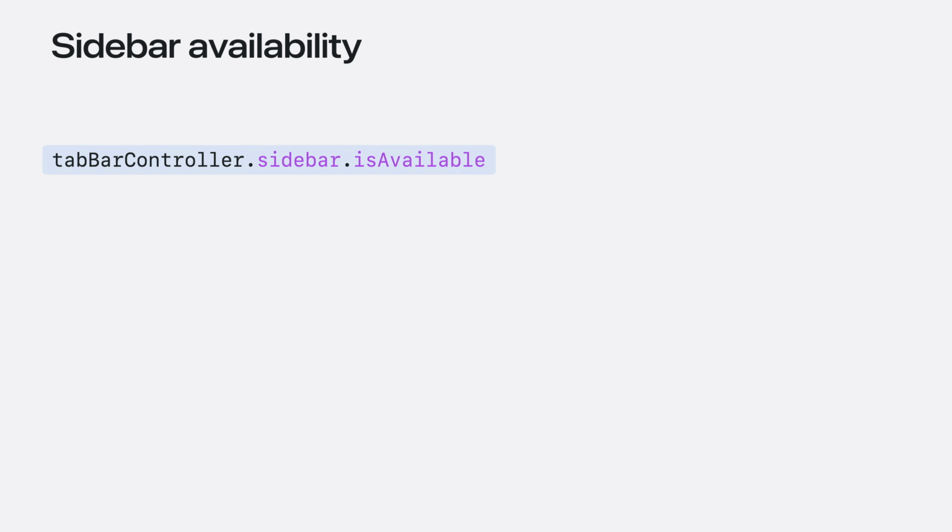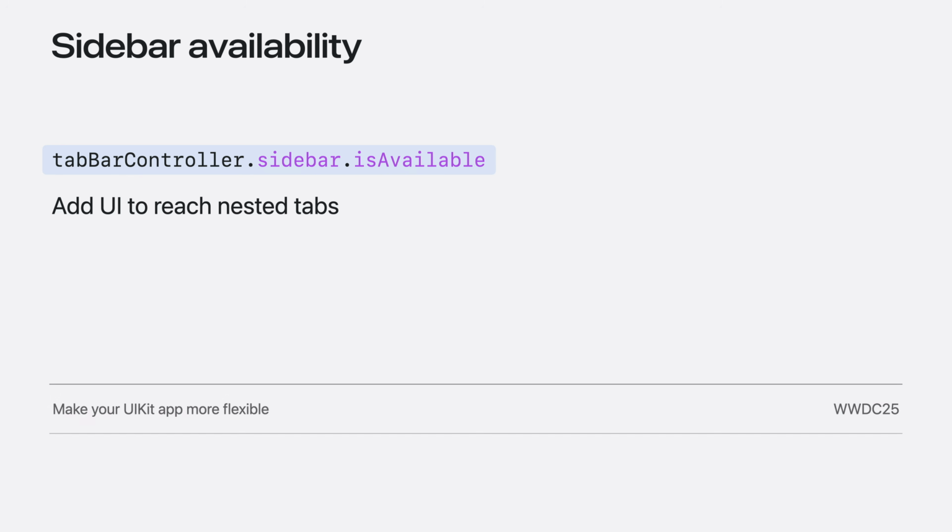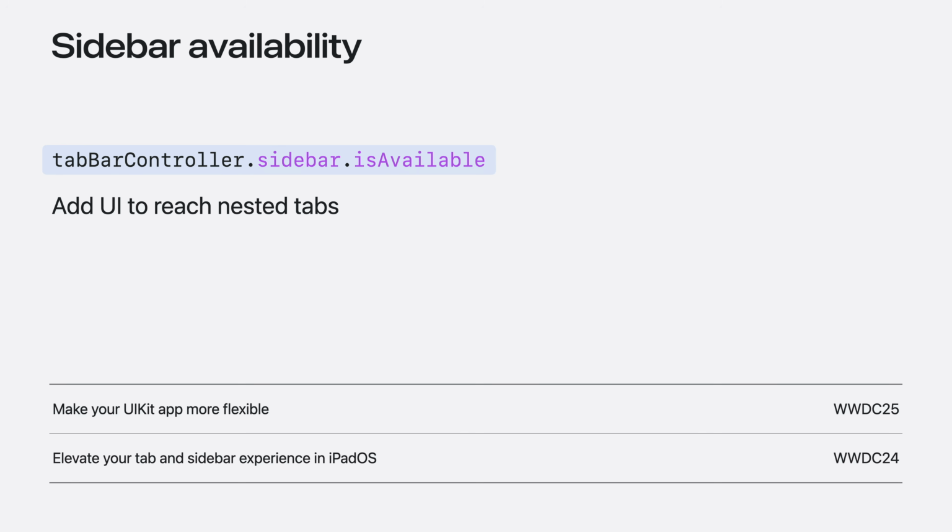To determine if the tab bar sidebar representation can be shown, use the sidebar's isAvailable property. If a sidebar is not currently available, surface the UI behind nested tabs in other parts of your app. To learn more about managing tab groups, watch Make Your UIKit app more flexible from WWDC26. And to learn more about tab bars and its integration with sidebars, watch Elevate Your Tab and Sidebar Experience in iPadOS from WWDC24.